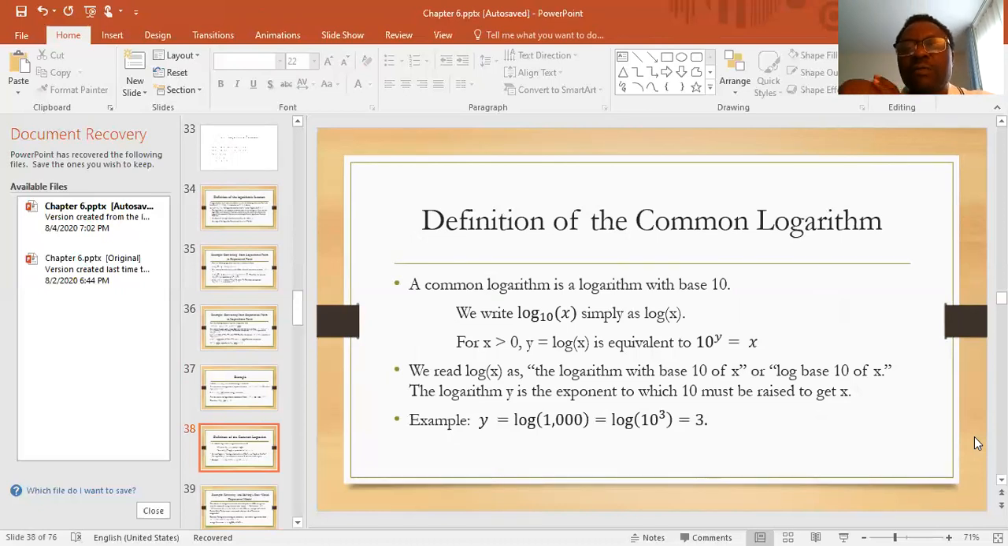A common logarithm is the logarithm with base 10. So when the base is 10, like powers of 10, we call it the common logarithm. So for example, what is the logarithm of 1,000 in base 10? We will instead say, what is the common logarithm of 1,000? In other words, what is the power of 10 that will give 1,000? And the answer will be 3. If I ask, what is the logarithm in base 10 of 1 million? That is, what is the common logarithm of 1 million? We will be looking at what power of 10 will give 1 million, and we will have 6.